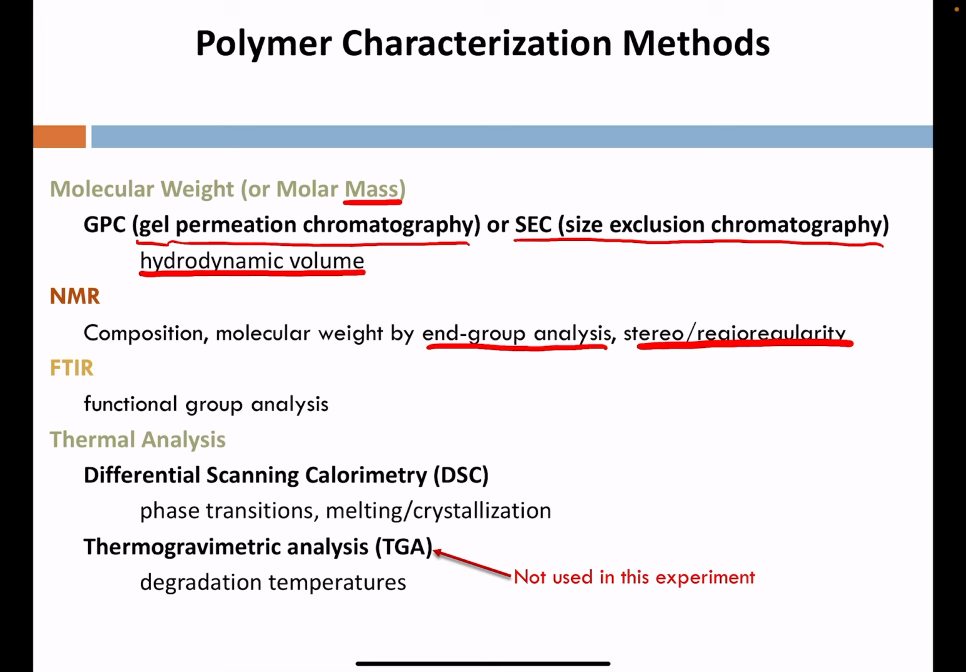And thermal transitions such as melting and crystallization can be determined by a calorimetric technique called differential scanning calorimetry, DSC. And ultimately, knowing something about the degradation temperature is useful, and we would turn to thermogravimetric analysis, or TGA, for that. TGA-determined degradation temperatures are obviously useful for knowing things like the limits of processing temperatures for certain fabrication procedures for polymer materials.